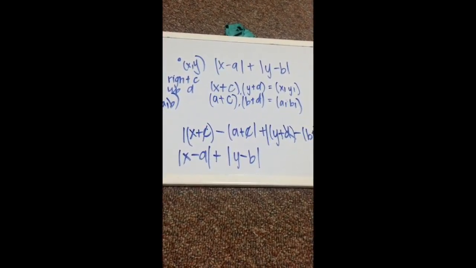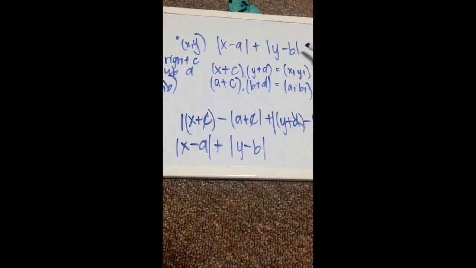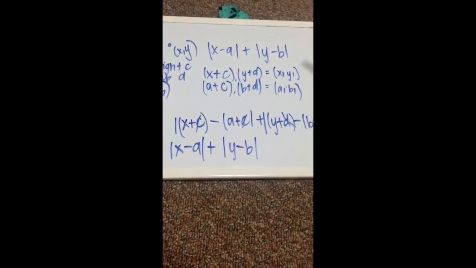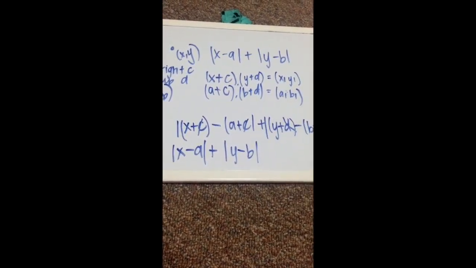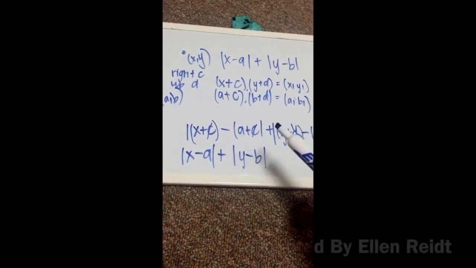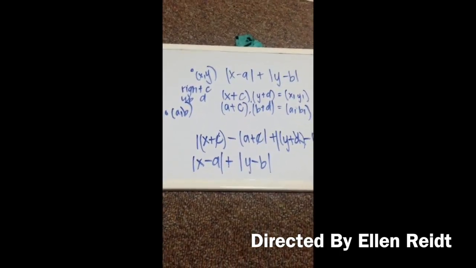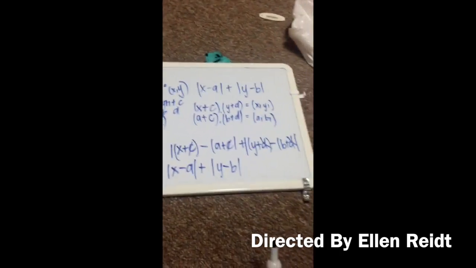This is because to find the distance between both, we use the absolute value of X minus A plus the absolute value of Y minus B. Using all these variables shows us that every translation is an isometry.